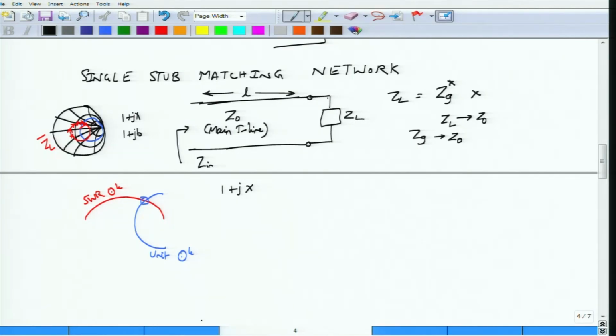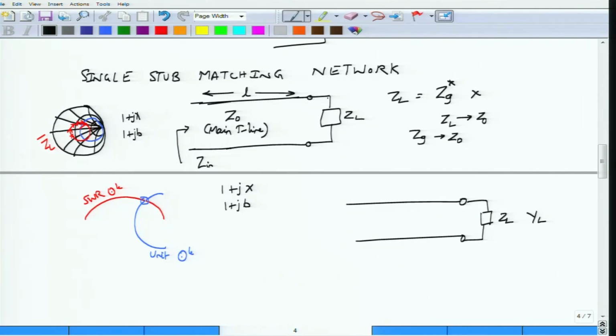So this is what actually implies as you move along the constant SWR circle. You meet the unit circle, and the impedance at that point will be 1 plus jx. Okay, now this is what we have obtained so far. We had a transmission line, and you moved a certain distance on it so as to make this ZL, or equivalently the admittance YL, equal to 1 plus jB.